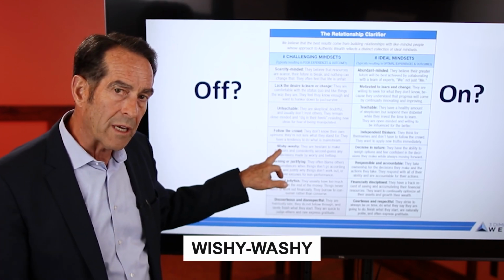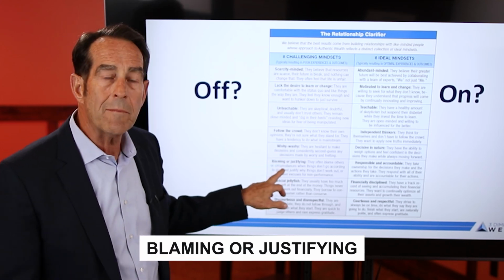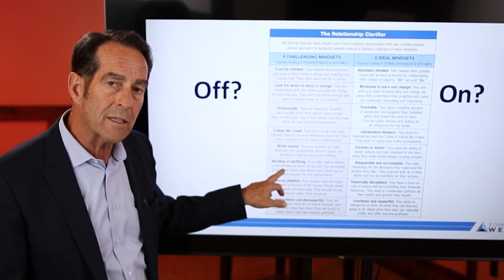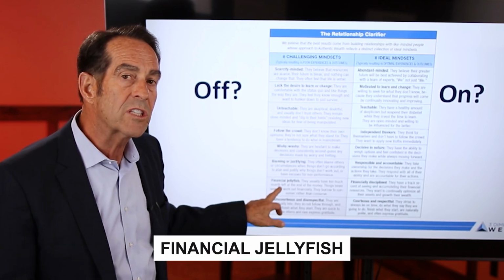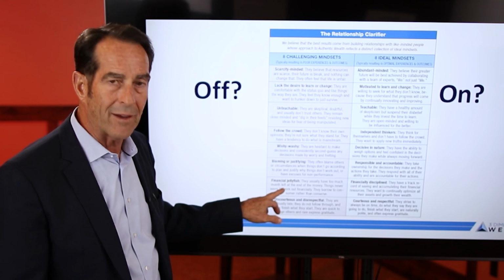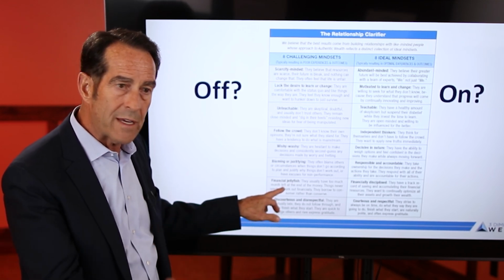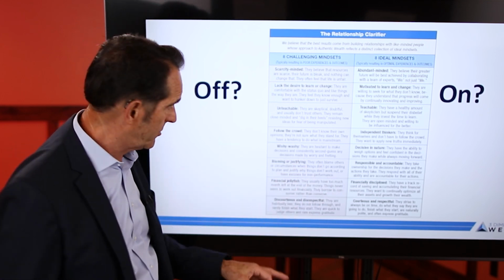They're wishy-washy. Well, I'm not sure. I need to think about it for 3 years. Oh, yeah. They're blaming or justifying. It's what I call dealing below the line. They're financial jellyfish. They will always have too much month left at the end of their money, okay? They won't fit. You have to be disciplined as a saver investor to embrace my financial strategies.